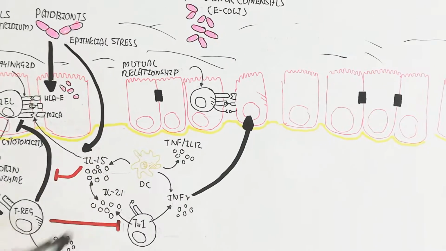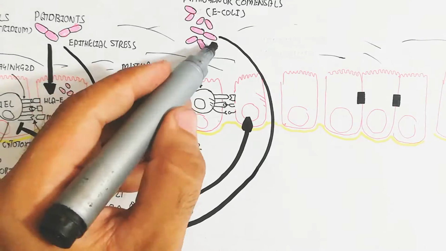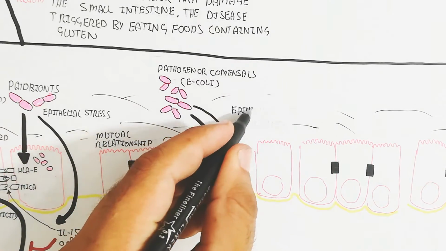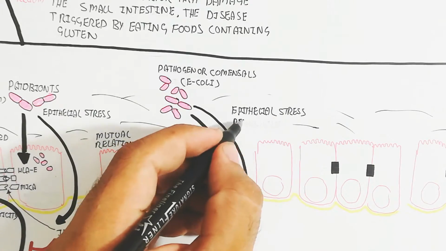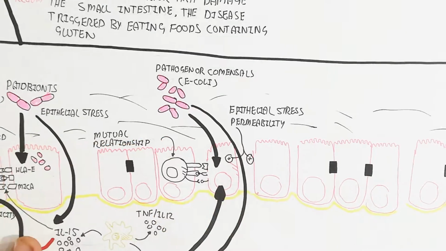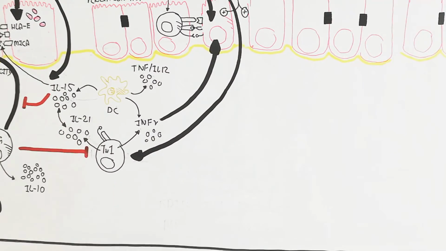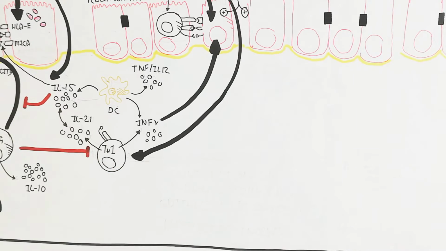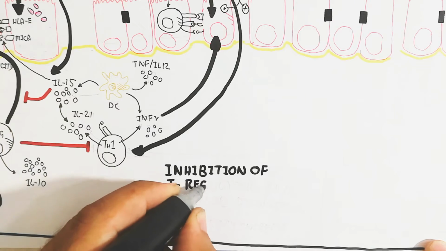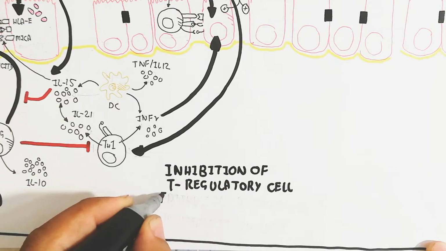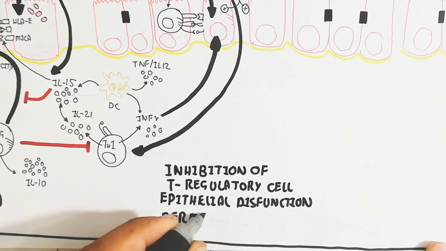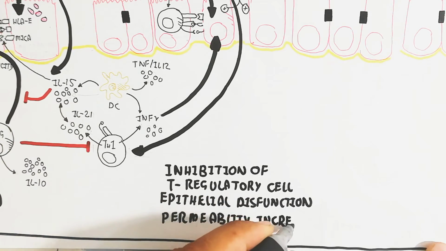So this is the pathogen, commensal E. coli, which will also infect, and the mutual relationship containing epithelial leukocytes will be activated again, leading to damage of the epithelium and epithelial stress, and permeability will increase. The increased permeability leads to pathogen or commensal E. coli entry. In this way, inhibition of the T regulatory cell causes epithelial dysfunction and increased permeability.